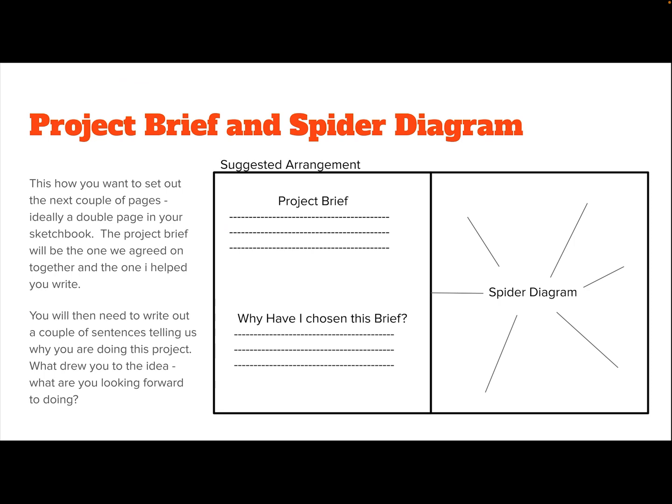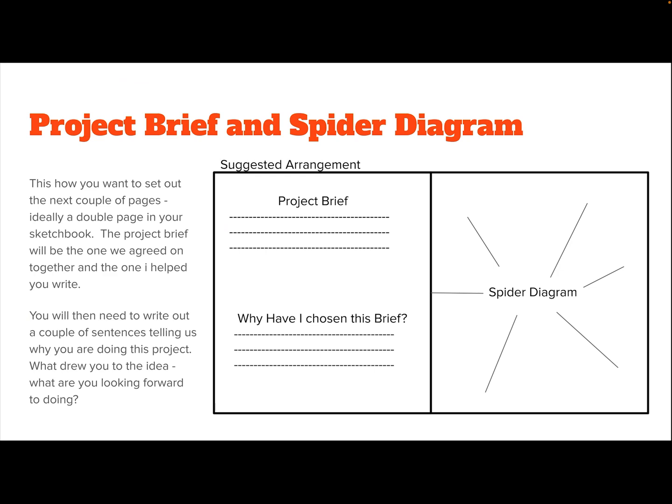So the suggested arrangement there kind of gives us a bit of an idea about how we want that to look. Okay. You will then need to write out a couple of sentences telling us why you are doing this project. So what drew you to the idea? What are you looking forward to doing? Why did you choose this project? Why is it going to be good? Okay, you've made a choice as this project is personal to you. Why do you think it's going to be good? All right. So your project brief and why you have chosen this brief needs to be on that left-hand side.